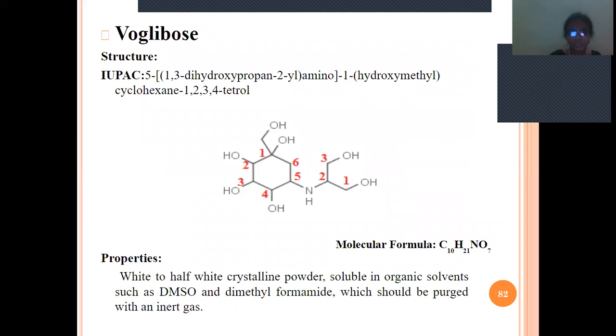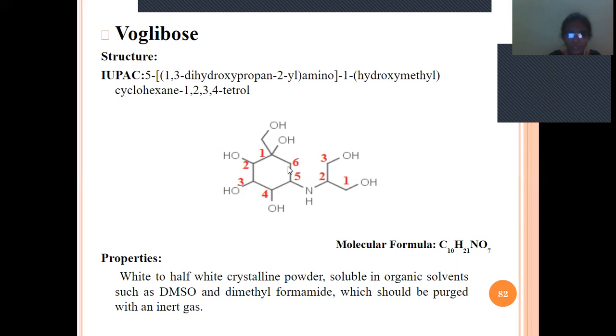Next, voglibose. This is the structure of voglibose. IUPAC name: 5-[(1,3-dihydroxypropan-2-yl)amino]-1-(hydroxymethyl)cyclohexane-1,2,3,4-tetrol. See here: 5-[(1,3-dihydroxypropan-2-yl)amino]-1-(hydroxymethyl)cyclohexane-1,2,3,4-tetrol.